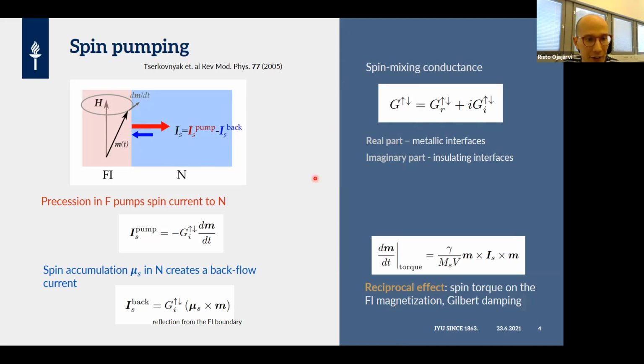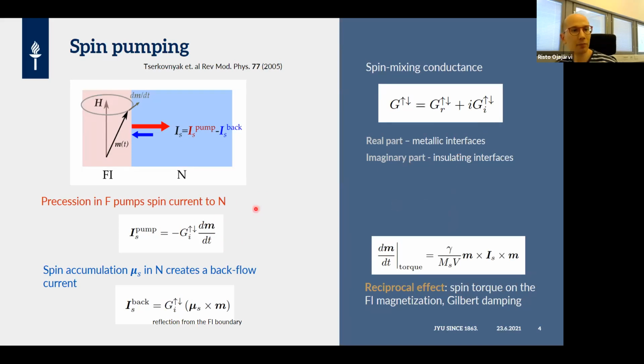And so if this spin pumping current looks different from what you are used to, it's because this form of the spin current depends on whether we are talking about metallic or insulating magnets. So for metallic magnets, we usually take the real part of the spin mixing conductance, and then this pumped spin current will be something like M cross dM/dt, but here it's just the derivative of M.